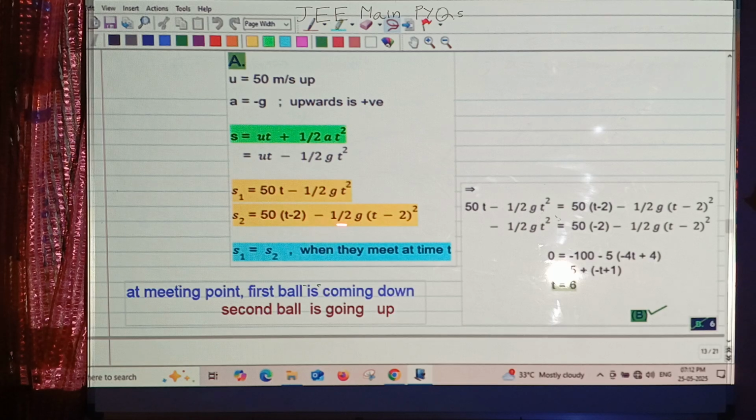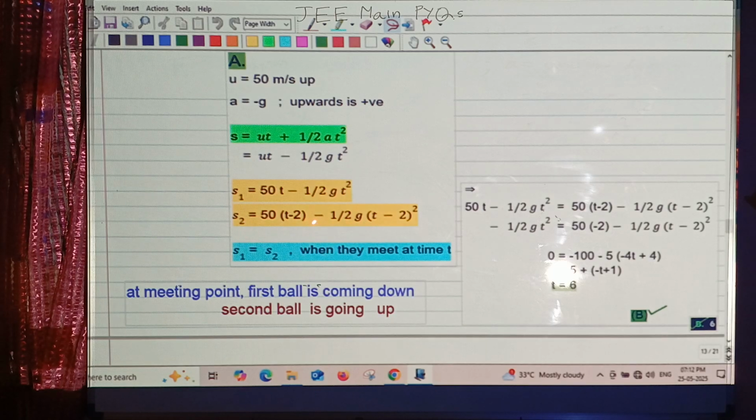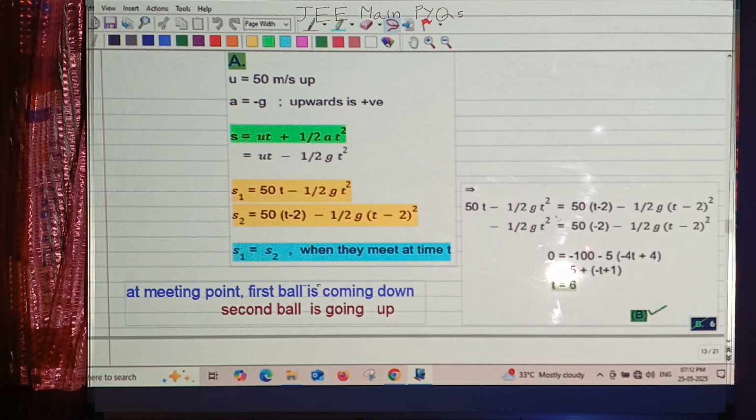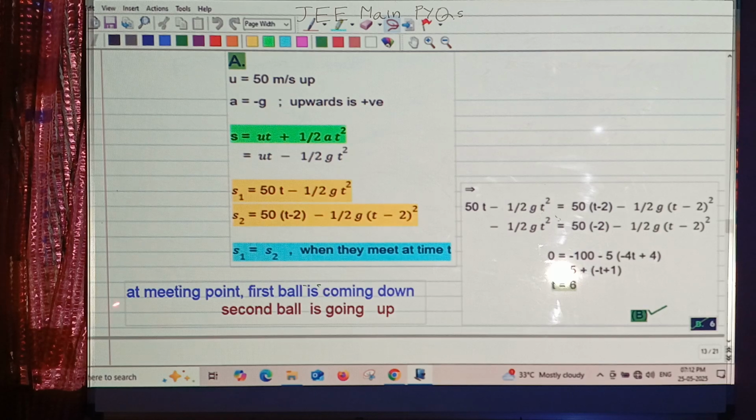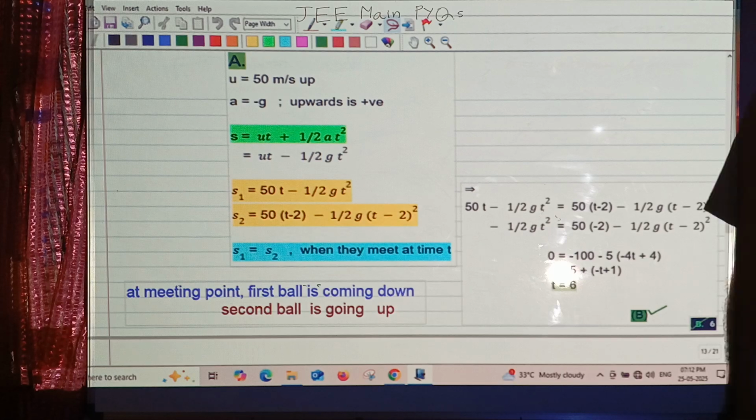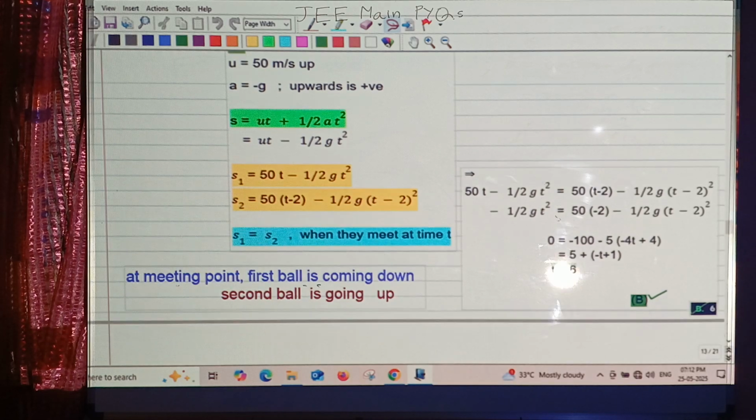In this equation, put t equal to 2 seconds, S2 is 0. When they meet, both the displacements are the same. So if we equate these two and do the simplification, we'll get t as 6 seconds. So at the meeting point, the first ball is coming down and the second ball is going up. This is how they will meet. Let's move to the next question.